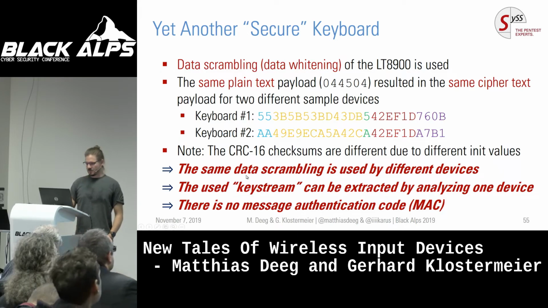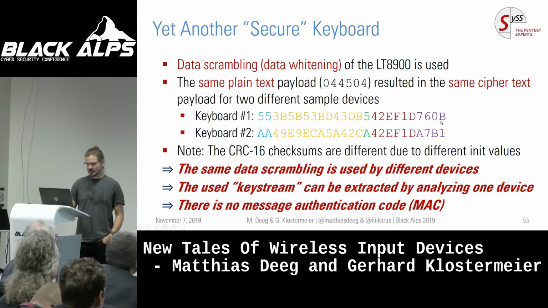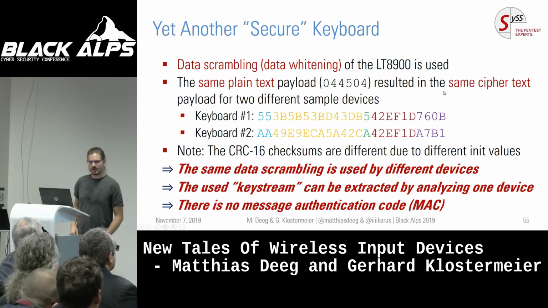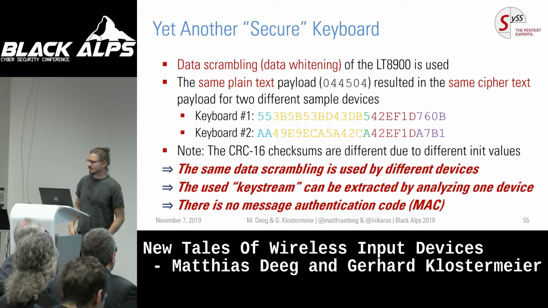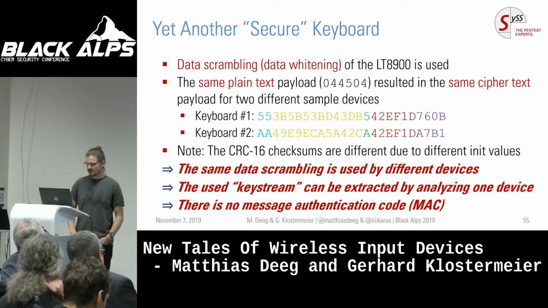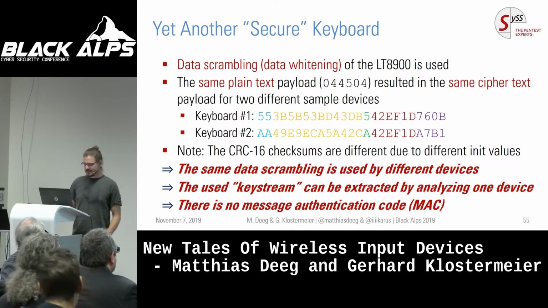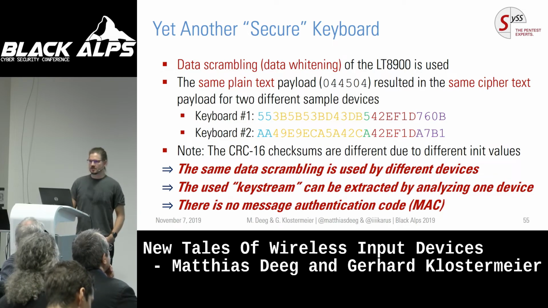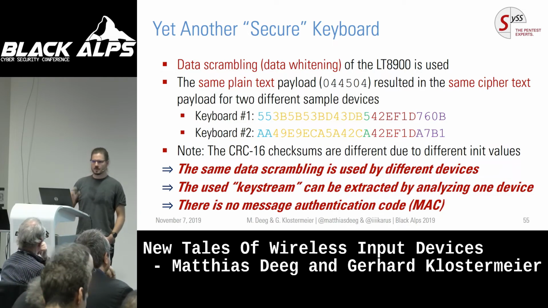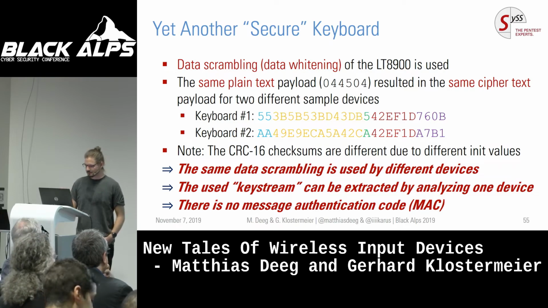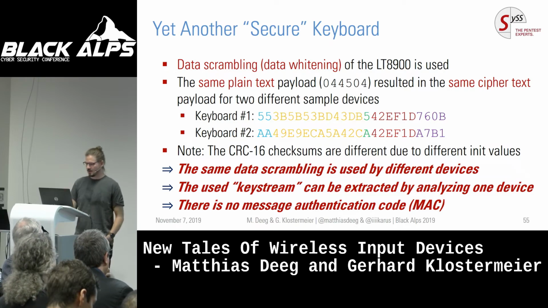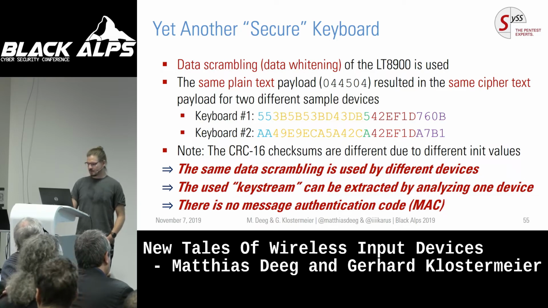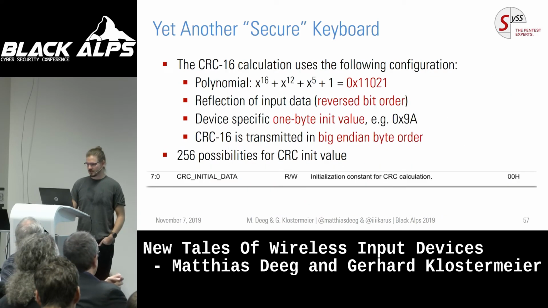the actual CRC differs: when we buy two different keyboards, you can see here the last part, the CRC, is different. So we found out that the CRC is initialized with a device-specific byte. But first of all, the data scrambling was easier because it was the same on every keyboard. So by reversing the data scrambling for one keyboard, you can apply it to all other keyboards. You have to make a lookup table basically. And again, this is just a basic CRC, no message authentication code, no real security. So we can again spoof the keyboard.